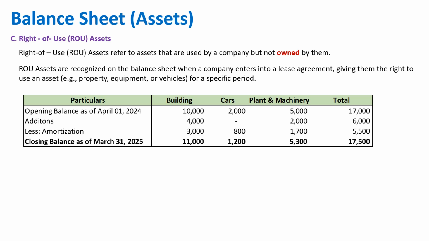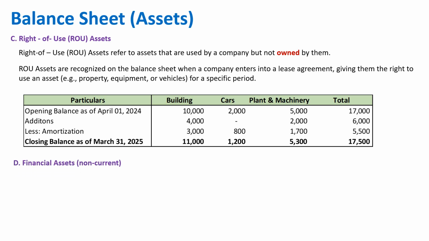And then the format is movement from opening to closing. So opening balance as on 1st April 2024, you will have the values. Addition during the year, that means if you have taken any new lease during the year, then that has to be reported as addition here. Less amortization, the depreciation will be for the period of lease, so you have to depreciate that. And then the closing balance. So opening plus addition less amortization is the closing balance. And this number has to be reported in the balance sheet.